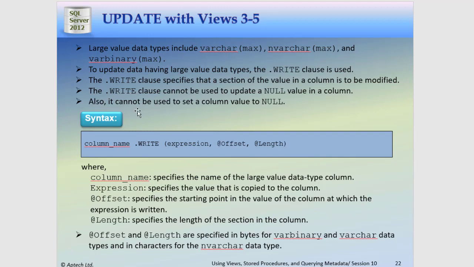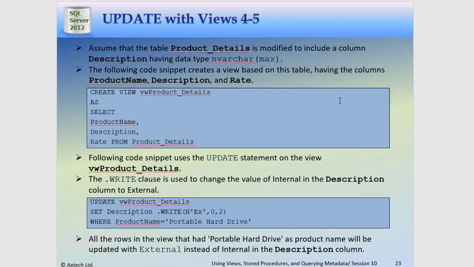Okay. The syntax of using the .write clause is given below. Column name, .write expression, then the offset, and then the length. The column name specifies the name of the large value data type column. Expression specifies the value that we want to change and add into the column. Offset basically is telling us where we want to start making the changes from. Then length is specifying how many characters we would like to change. Okay. The offset and length are specified in bytes for varbinary and varchar data types, and in characters for nvarchar data type. Okay, let's do this very quickly.